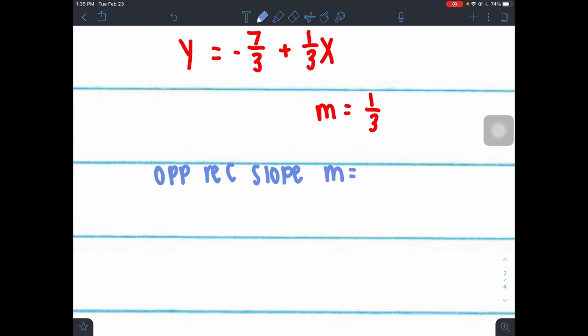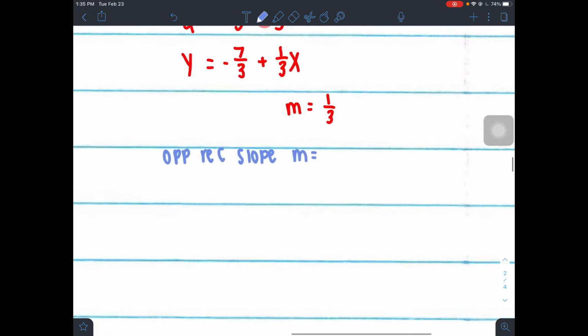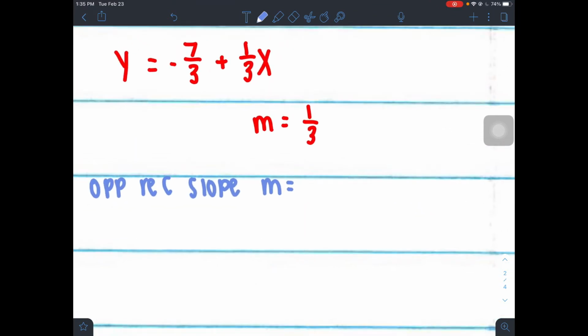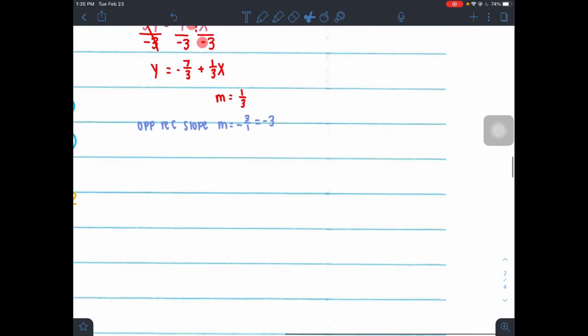We're not going to use the same one. If we want a parallel, we use 1/3, and then we'd end up back at this problem. But we want the opposite reciprocal slope for a perpendicular line. So what you want to do is change the sign. Opposite means change the sign. Right now, this is a positive 1/3, so now it's going to become a negative 3/1 because you flip the fraction, but that just simplifies to negative 3. So our slope here is negative 3.